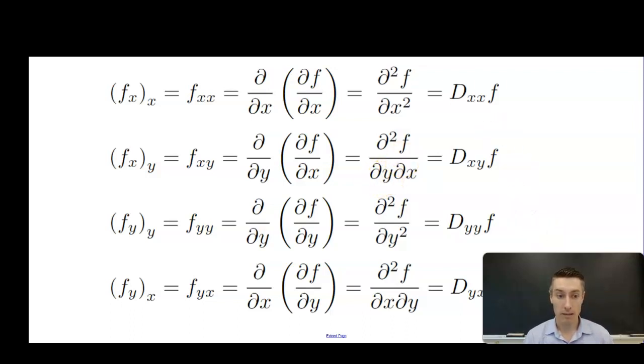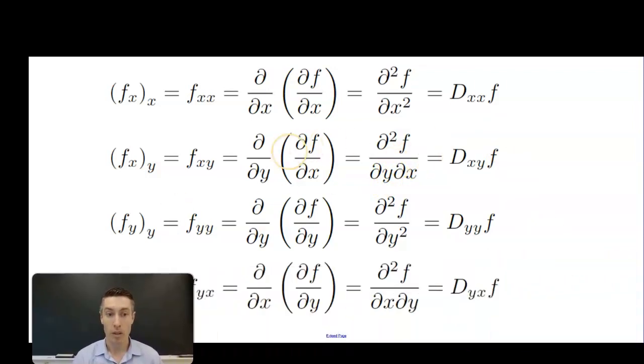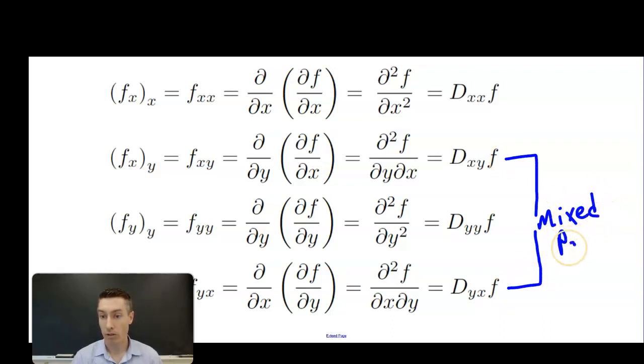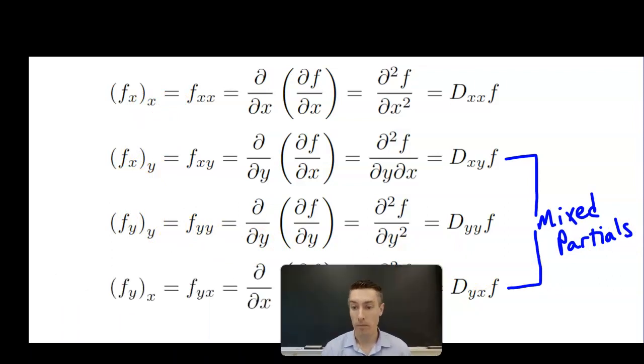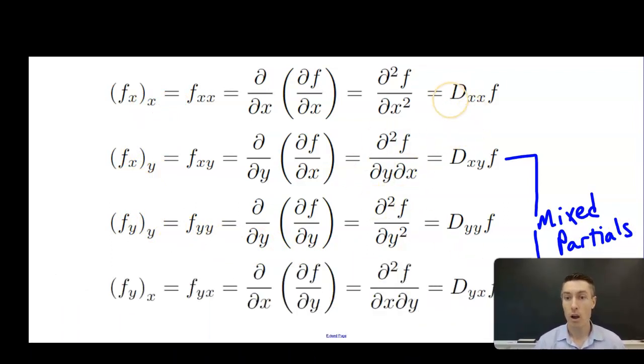And if you heard, I did call this a mixed partial. So the partial with respect to x then y, or y then x, we refer to as mixed partials. And then we have the second order partial with respect to only x and with respect to only y. All right, so notationally, we also have the denotation with the subscripts. That hasn't come up as much yet, but it will in the coming videos.